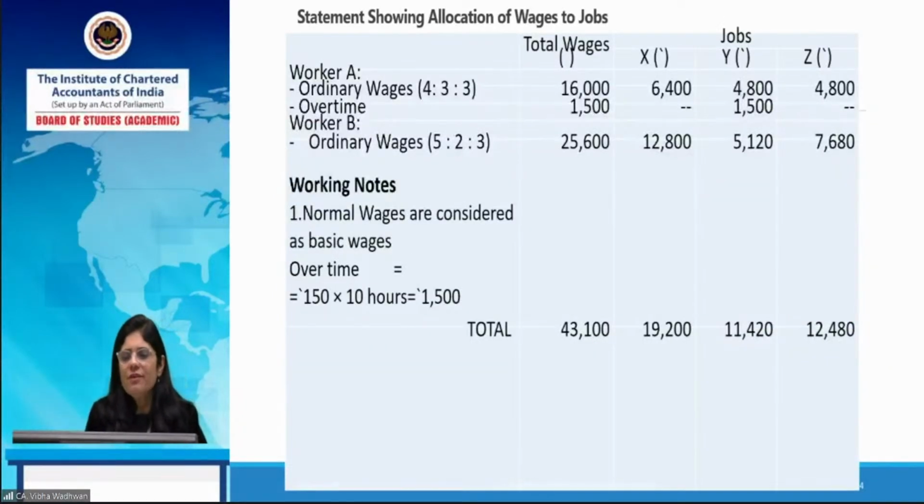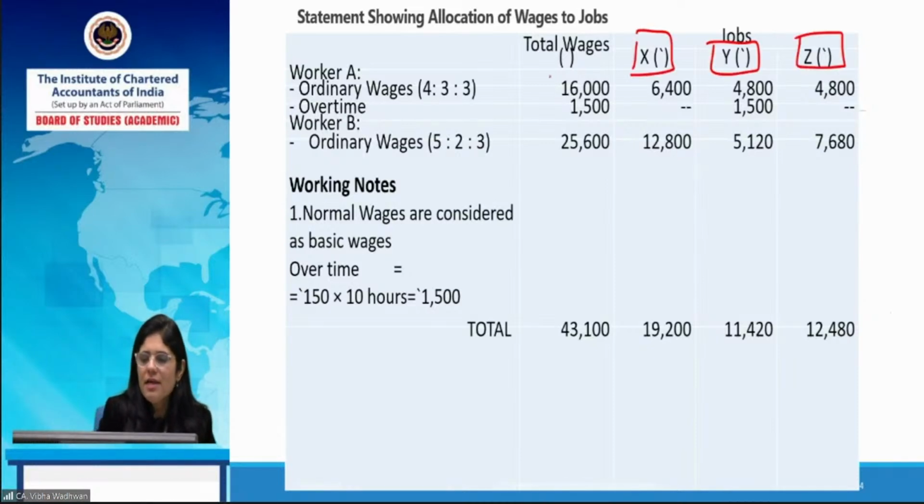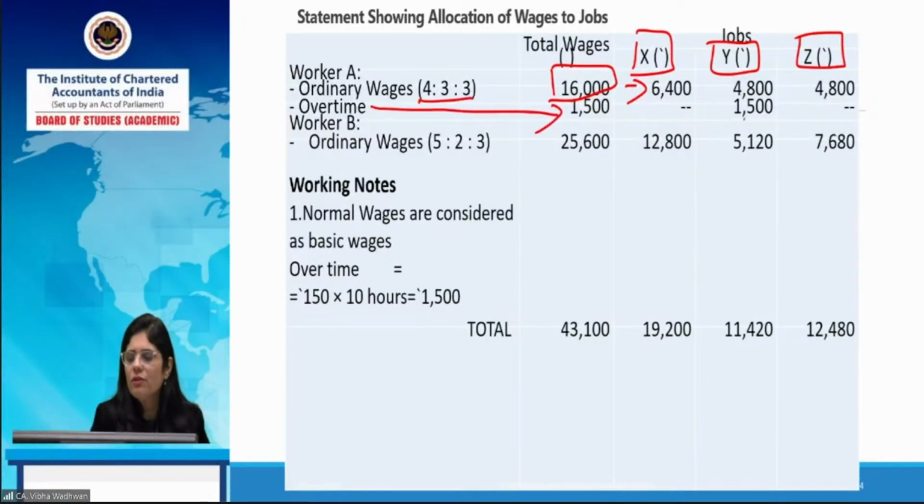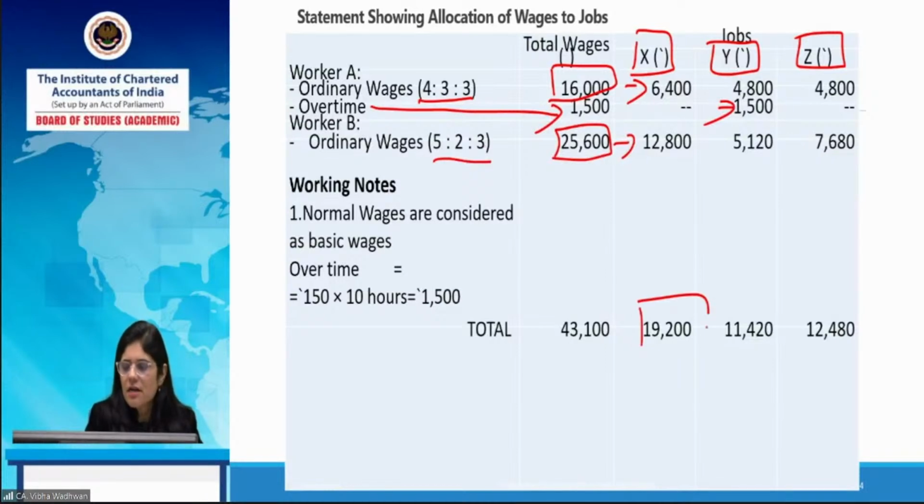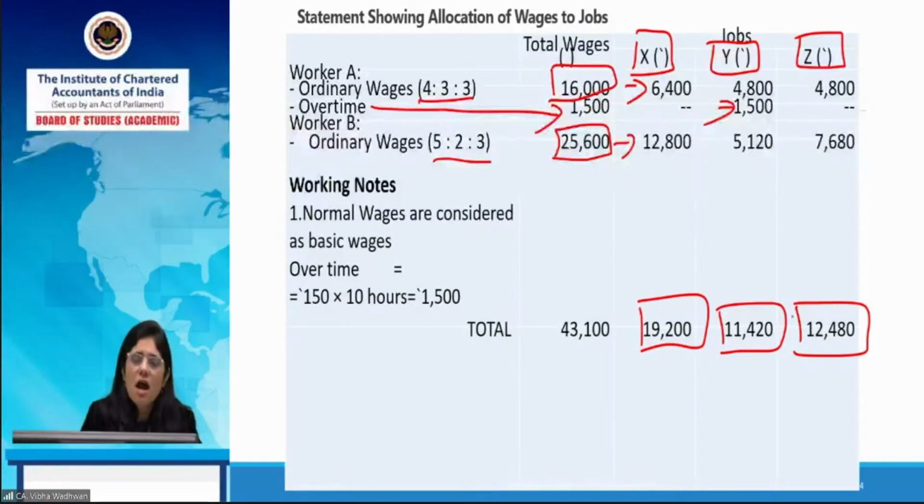Okay, so allocation of wages also is seen. See, job X, job Y, and job Z. 16,000 is distributed in the ratio of 4:3:3. Overtime is directly going to job Y. All right. And worker B, 25,600 is distributed in this ratio. Clear? So this is the total cost for job X, Y, and Z. So this is how the direct labor cost is allocated to the jobs.